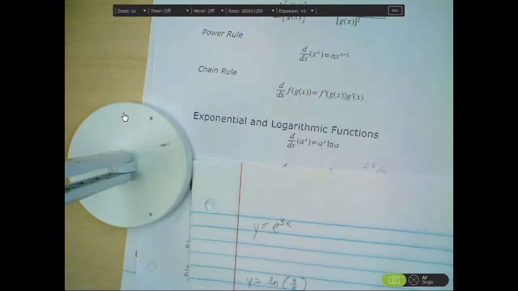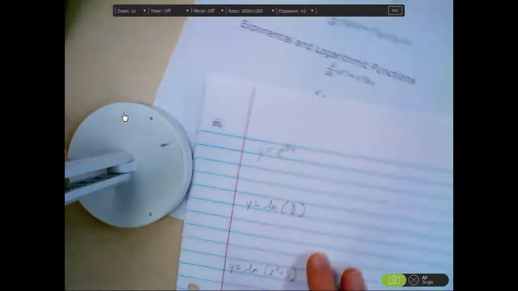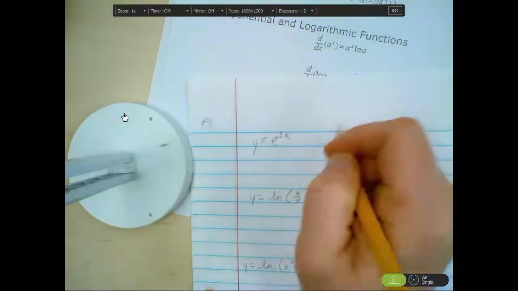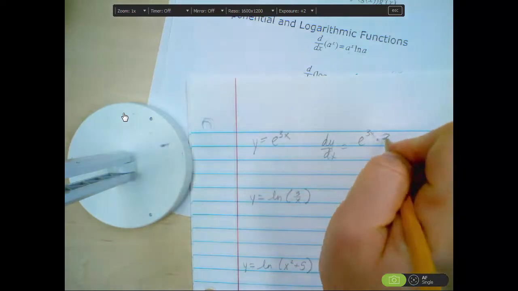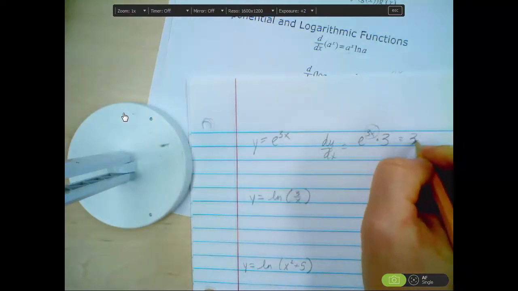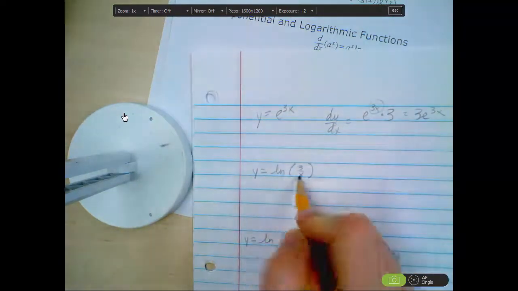First thing I want to do is y equals e to the 3x, which you already know how to do. We've done it before. Basically, dy dx equals e to the 3x times 3, because that's the derivative of the exponent, which we write as 3e to the 3x. The next one I want to talk about is ln of 3 over x.